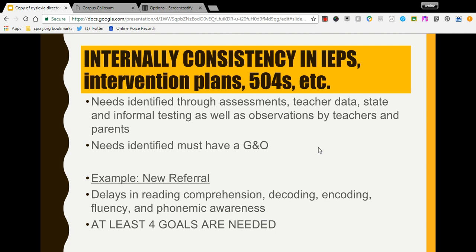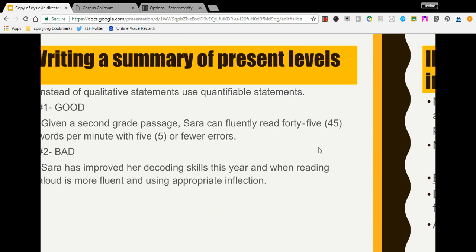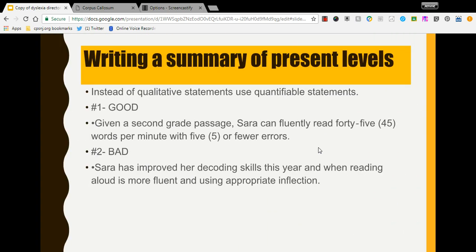The needs identified through these assessments, any teacher data, state and informal testing, as well as observations by teachers and parents, help identify what the needs are. So once you go through that assessment, you identify the needs and then develop goals and objectives. For example, if you have a new referral and they're presenting with delays in different areas, including reading comprehension, decoding, encoding, fluency, and phonemic awareness, you must have at least 4 goals developed to meet those different areas of need. Writing a summary of present levels, instead of qualitative statements, we need to use quantifiable statements and data.